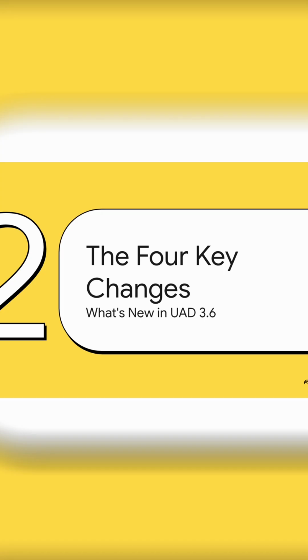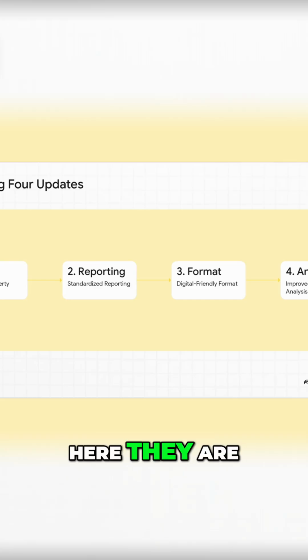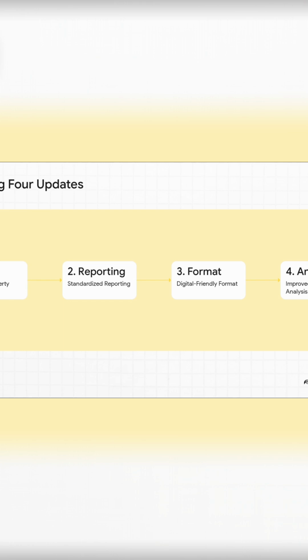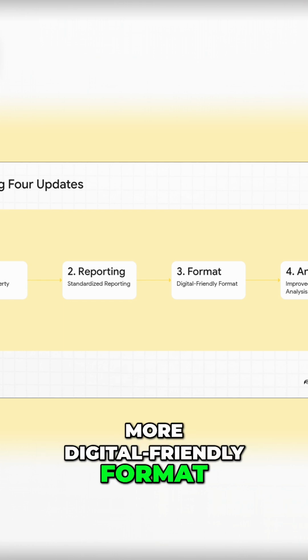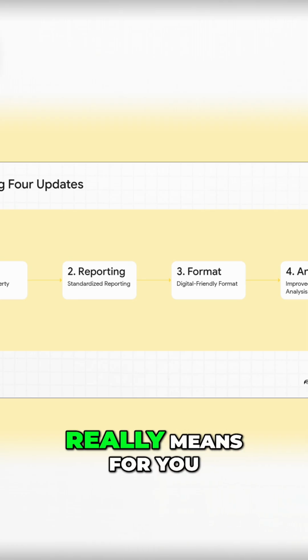Section 2, the 4 key changes. So now that we're all on the same page about what the UAD is, let's look at what's actually new in its latest version, UAD 3.6. There are 4 major updates you really need to know about, and each one is specifically designed to bring a lot more precision to the entire process. So here they are, the big 4 updates. We've got expanded property data, standardized reporting, a more digital-friendly format, and an improved market analysis. Now let's break down what each of these really means for you.